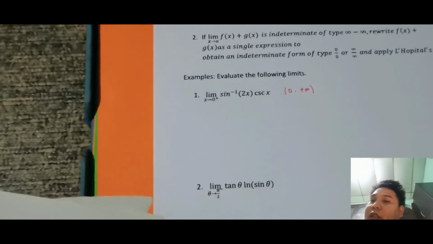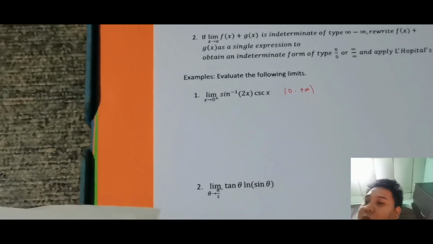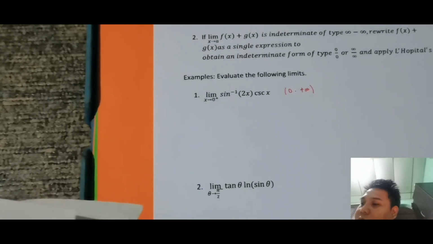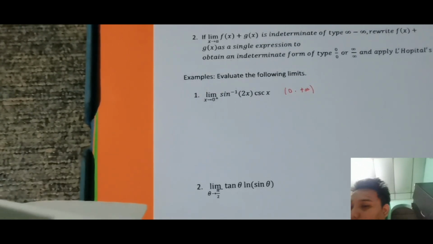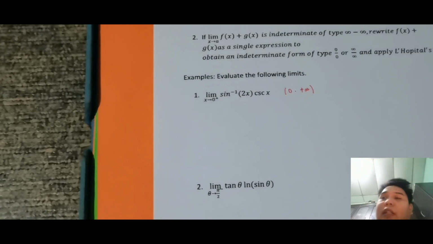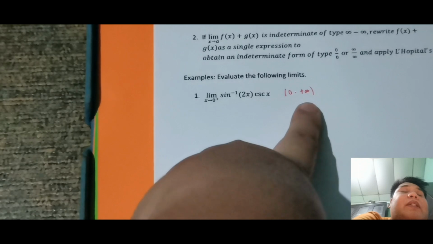Wait lang guys ha. So hyperbolic arc sine. Ito. So what is arc sine? Hindi ko makita kung ano yung arc sine kanina ba. Hindi ko talaga siya makita guys. Pero ayun nga, again, arc sine of 2x is just 0. Then arc cosecant as approaches 0 from the right is positive infinity.